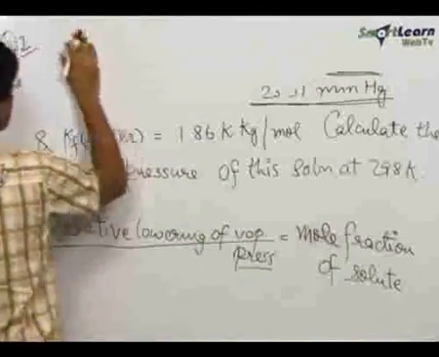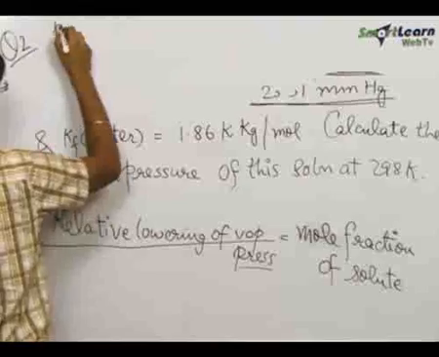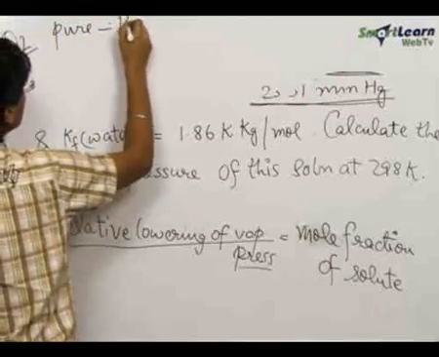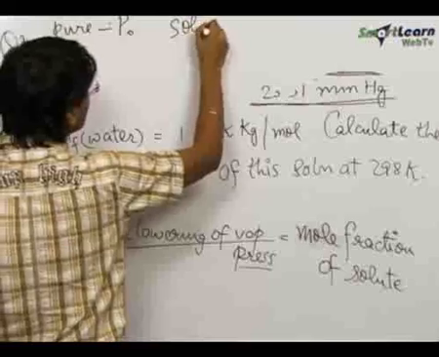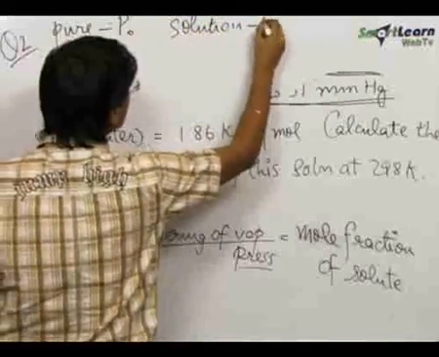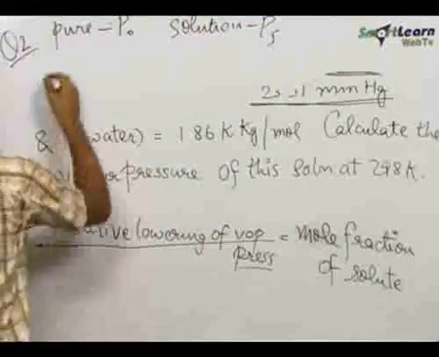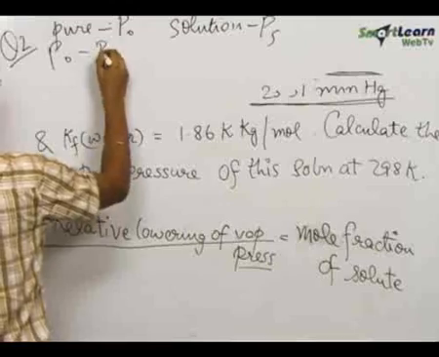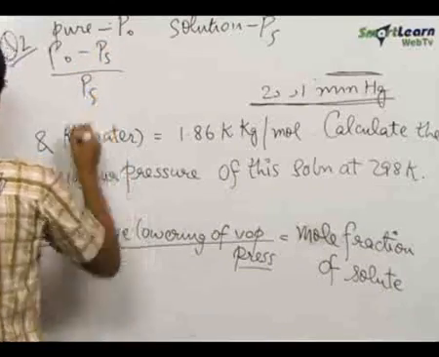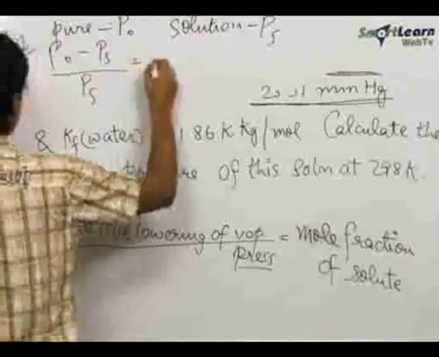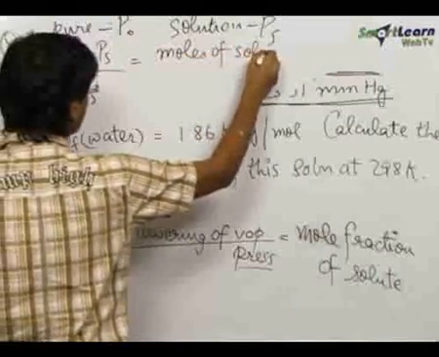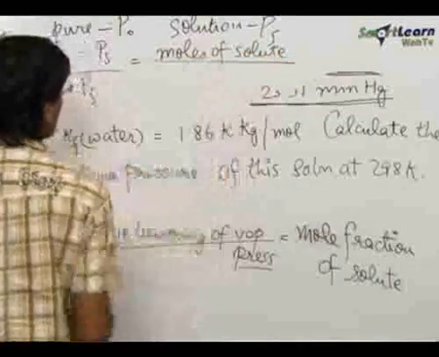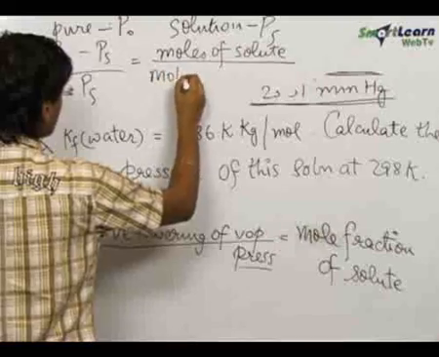If we assume the vapor pressure of pure solvent to be equal to P naught and the new vapor pressure for the entire solution to be equal to Ps, then by Raoult's law we can write (P naught minus Ps) upon Ps is equal to moles of solute upon moles of solvent.